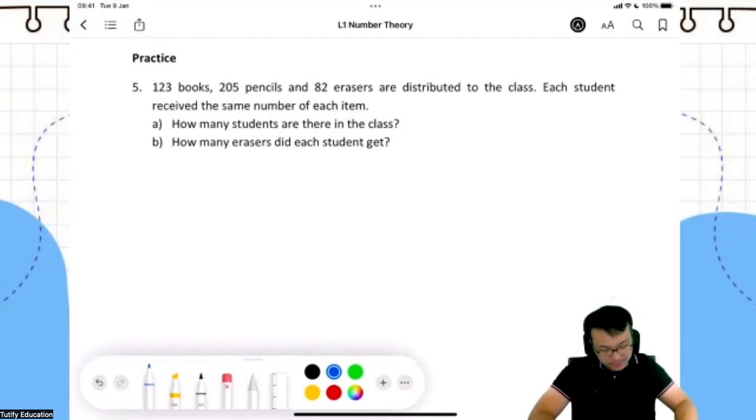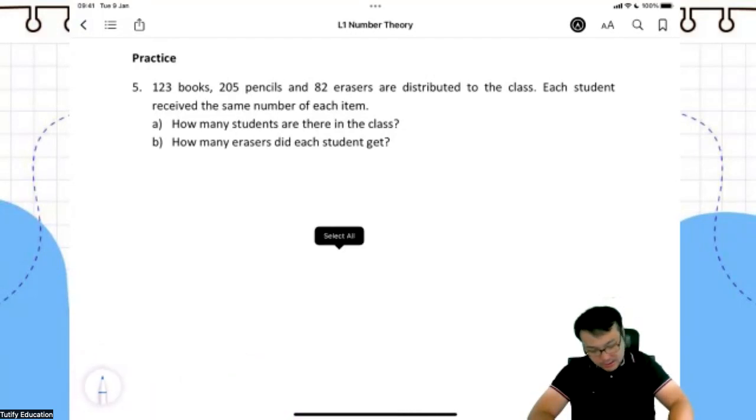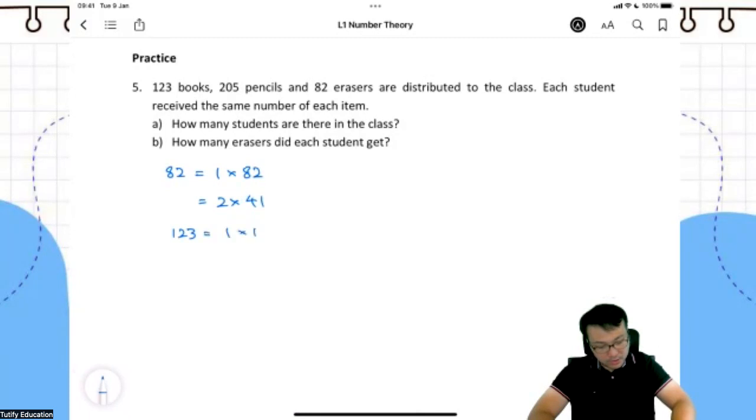All right, Claudia, let's start from 82, shall we? 82 equals 1 times 82. And what else? 2 times? 41. Very good. You see this number 41? It will help you later on. 123 equals 1 times 123, and it also equals? 3 times 41. Very good.